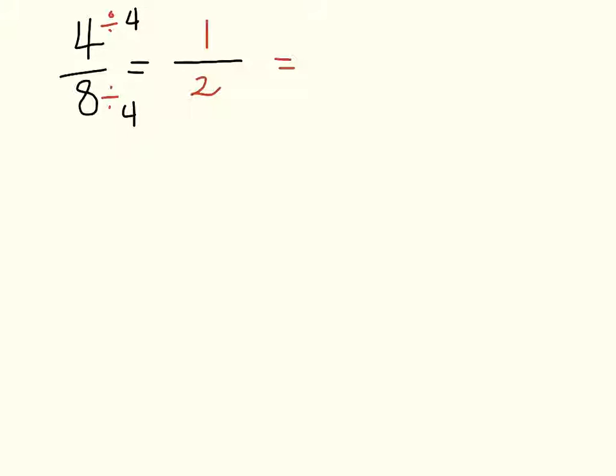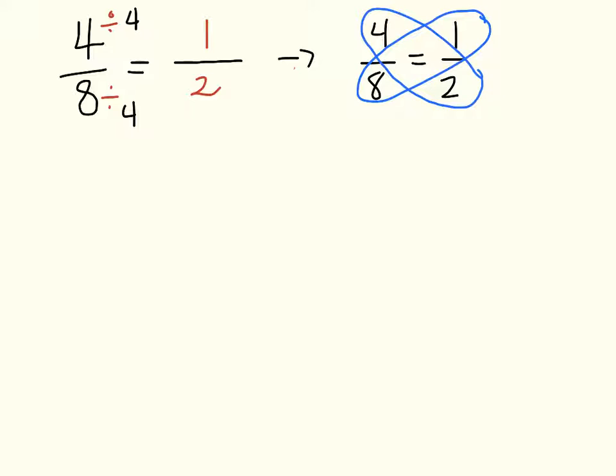I'm going to prove it. But this time, I'm going to use cross-referencing. 4/8 equals 1/2. And if it's true, they're going to be equal. 1 times 8 equals 8. 4 times 2 equals 8. 8 equals 8. It's valid. It's true.